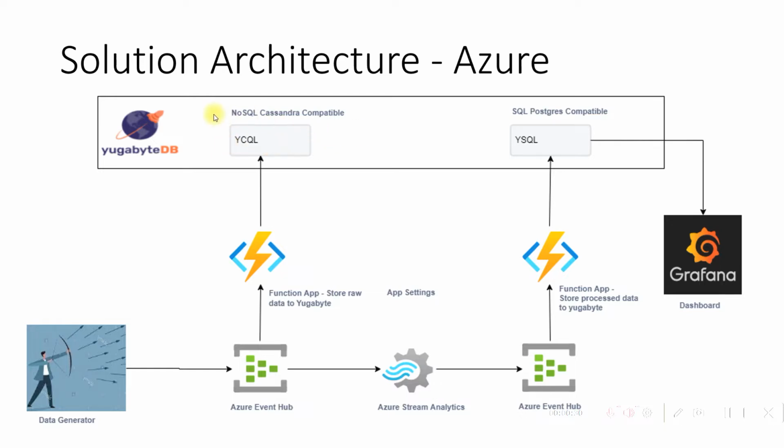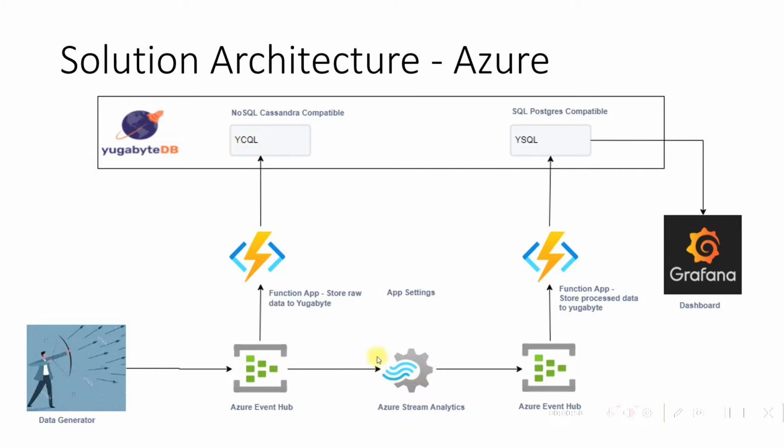Right? So Yugabyte database has a unique proposition where it can support both NoSQL as well as SQL APIs on the same database instance. So we are sending the raw data, which is high volume, high velocity incoming data, into the NoSQL side of Yugabyte DB, which is YSQL.